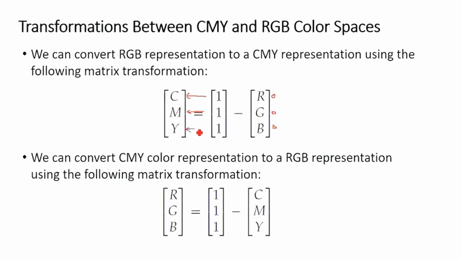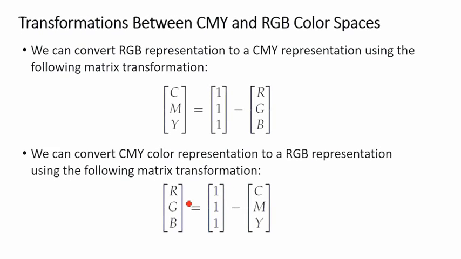The same notion can be applied for transforming CMY into RGB. You can invert CMY color into RGB by subtracting the CMY weights from 1, 1, 1, and the result you get will be the RGB colors. So this, guys, is about the transformation between the CMY and RGB color models.